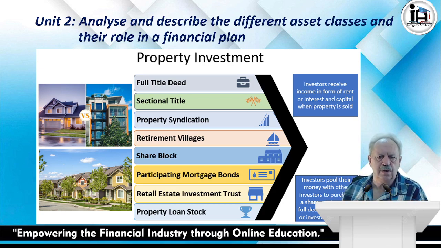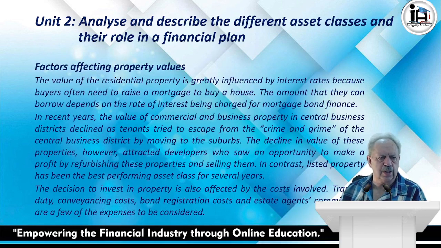Right, so investors receive income in the form of rent or interest, and capital when property is sold. And investors pool their money with other investors to purchase a share, let's say a part of a unit, like in property syndication, or a full deed in a property, or in a specific investment vehicle, which is not necessarily a physical property, but the conglomerate. Let's say you purchase a share in a shopping center. You don't own the shopping center, but you own a part in that shopping center through your share.